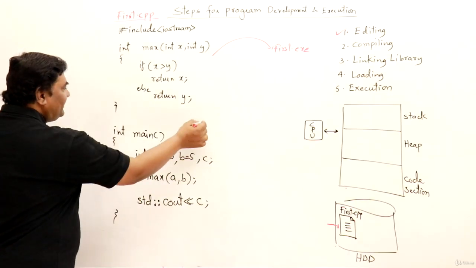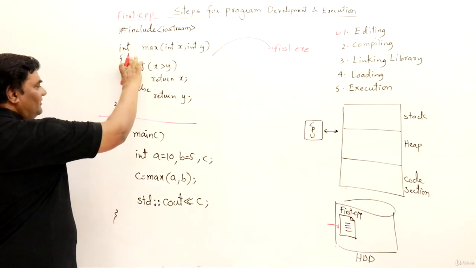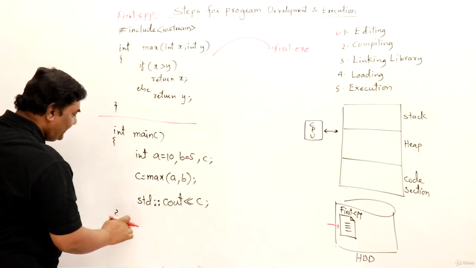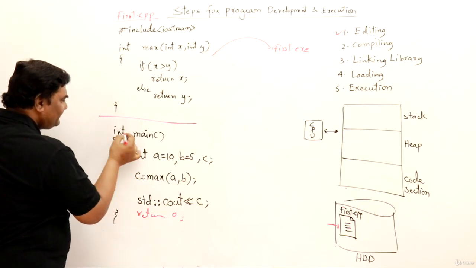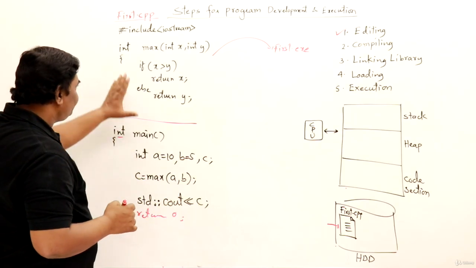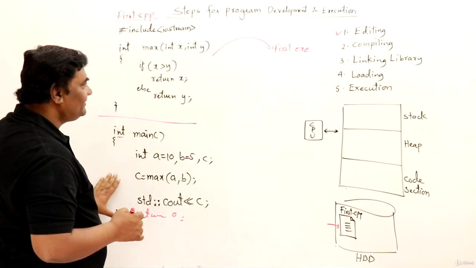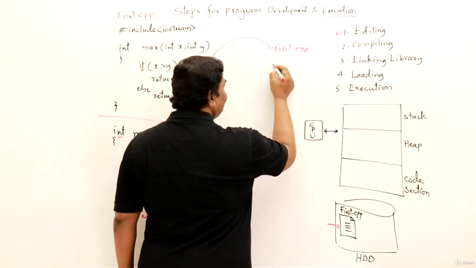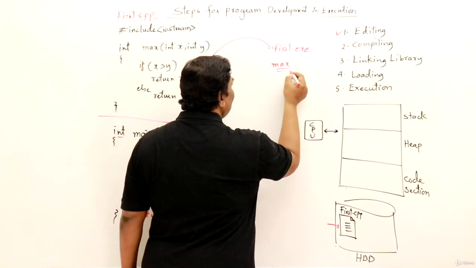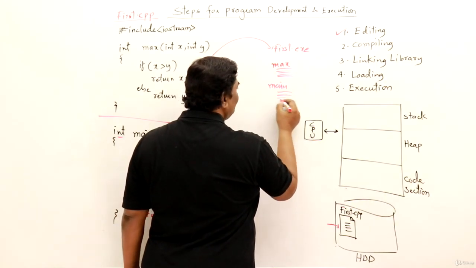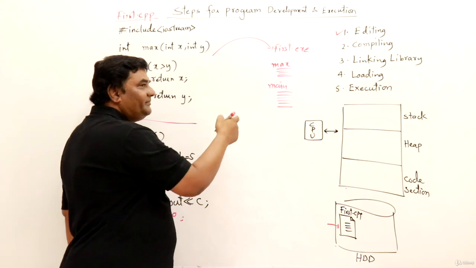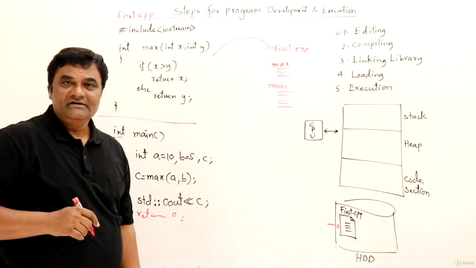See, in my program there are two pieces. One is a function called max and another is a function called main, and at the end inside main I should have written 0 because it is returning. So there are two functions, max function and main function. So machine code looks like this. This is the max function, machine code of max, and this is the main function, machine code of main. So two pieces of code will be there.